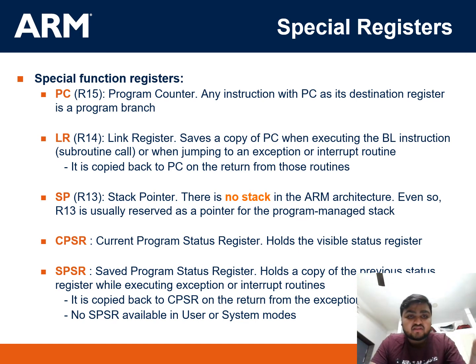There are special function registers. PC, the program counter: any instruction with the PC as a destination register is a program branch. That is the use of the PC register. After that we see the LR register, the link register. LR means link register. It saves a copy of the PC when executing the BL instruction.